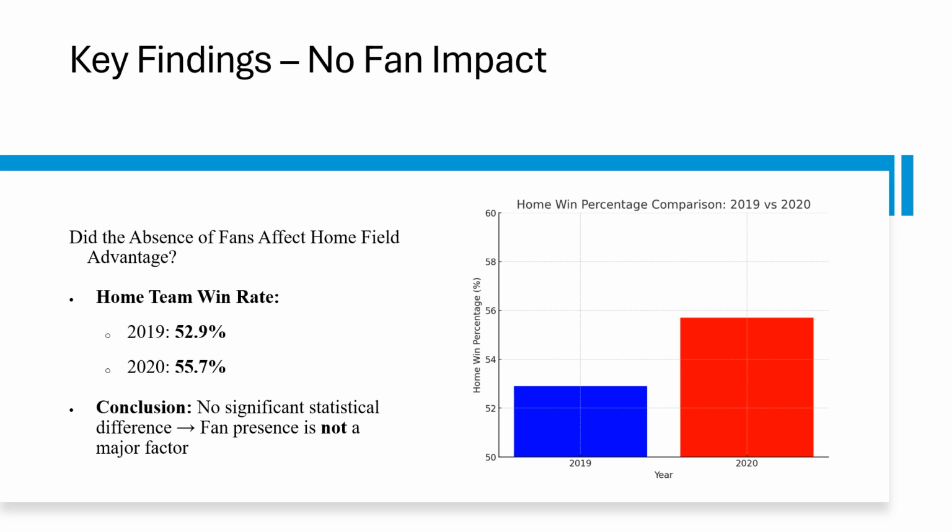In fact, home teams in 2020 won 55.7% of games compared to 52.9% in 2019. While this increase may seem meaningful, it was not statistically significant, meaning that crowd support is likely not the primary driver of home field advantage in baseball. This challenges the common assumption that home team success is largely due to the presence of fans and suggests that other factors, such as game structure and strategy, might play a bigger role.